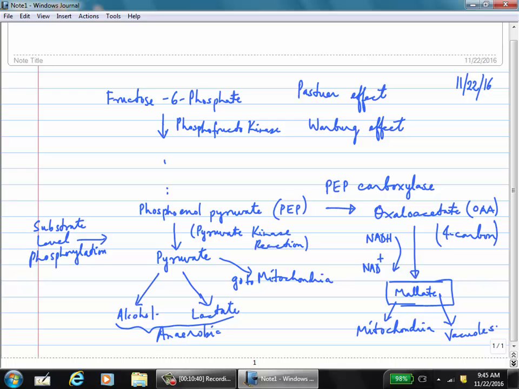Now the OA cannot go inside the mitochondria just like that, okay? It has to go through the mitochondrial membrane. For that, it's getting converted to malate, right? Then malate will go inside the mitochondria, get reconverted into OA, and that is going to participate in the next reaction that I'm going to talk about, right? All right, any questions so far?